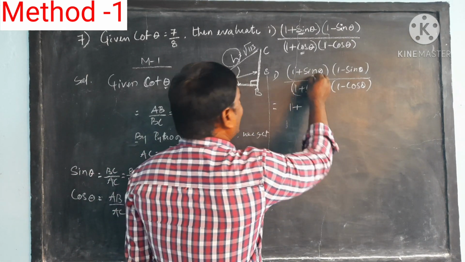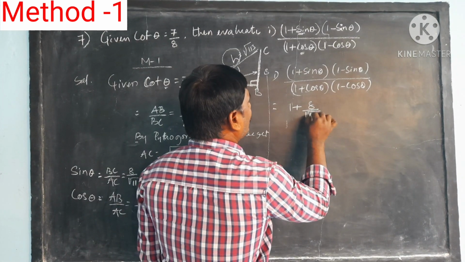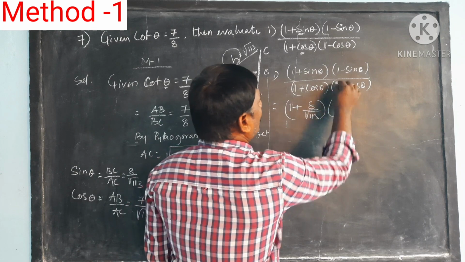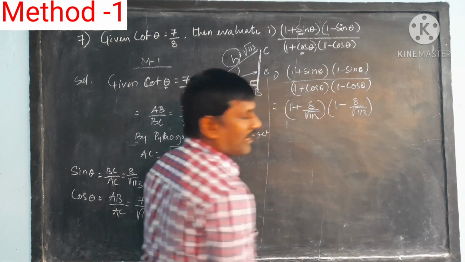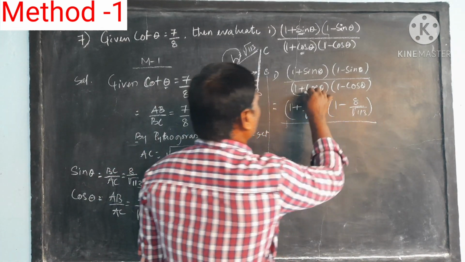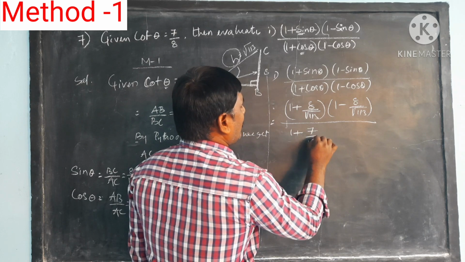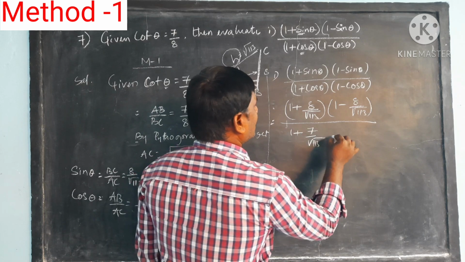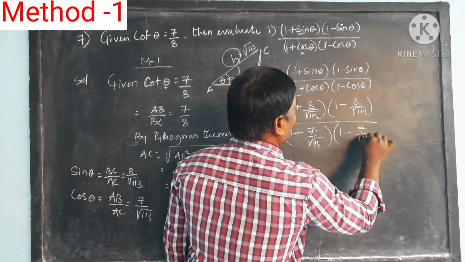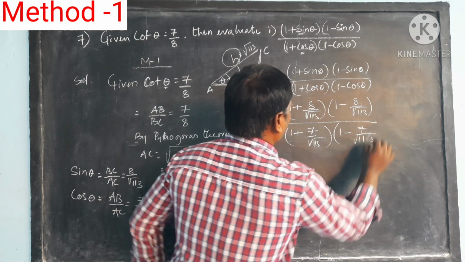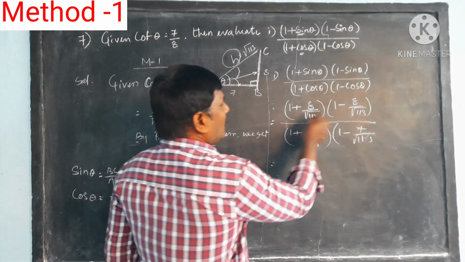For 1 plus sin theta, you get 1 plus 8 by under root 113, into 1 minus 8 by under root 113. Now you can substitute the values of cos theta the same way: 1 plus 7 by under root 113, into 1 minus 7 by under root 113, because the value of cos theta is equal to 7 by under root 113.